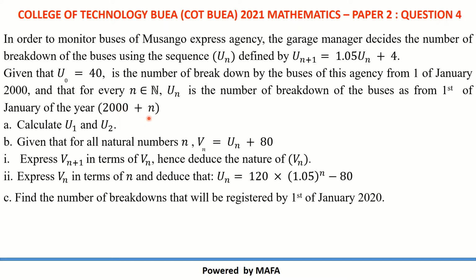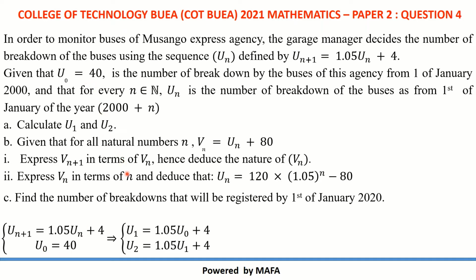Alright, so since we have information about U of n plus 1 in terms of U of n, we also have U of 0, so we are going to proceed as follows. Now our U of n plus 1 is 1.05 times U of n plus 4, and our U0 is 40. That's the given information. Now how are we going to find U1 and U2? Our U1, it means that you just let n to be 0, you get U1 on the left hand side. On the right hand side, you get what? 1.05 U0 plus 4. That is it.